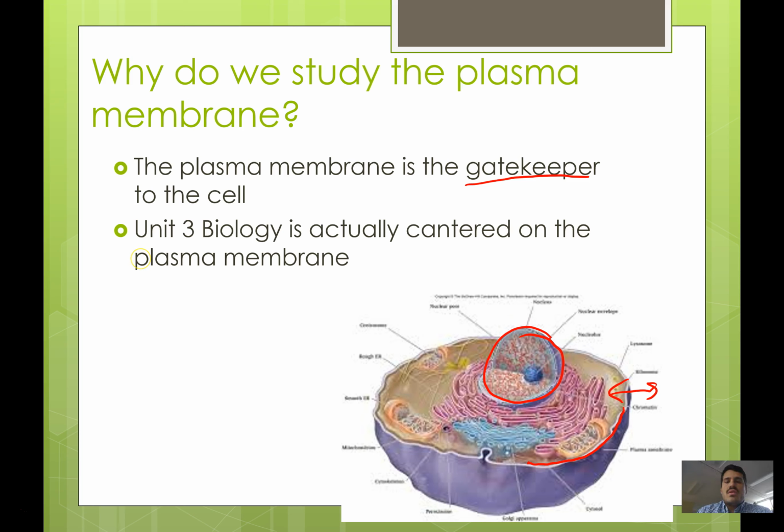In Unit 3 Biology, remember, we're going to talk about things like communication, which happens via the plasma membrane. All right, we're going to talk about exchange of things during cellular respiration and photosynthesis, and that exchange happens via the plasma membrane. So really, the plasma membrane is a control for what's happening to the cell. Okay, it's the first line of the cell.